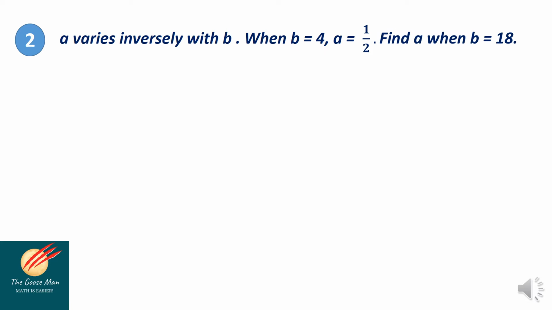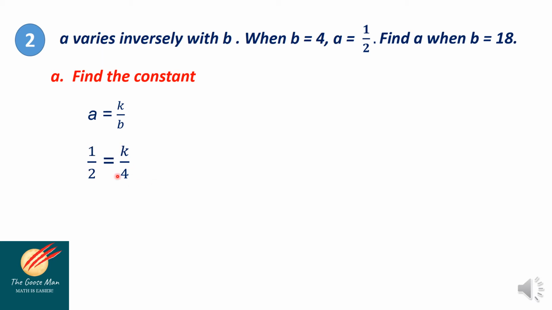Let us consider problem number 2. a varies inversely with b. When b is equal to 4, a is equal to 1 half. Find a when b is equal to 18. First, we will find the constant. Again, we will write the equation a is equal to k all over b, wherein a is inversely proportional to b. Again, a is equal to 1 half, so 1 half is equal to k all over 4.